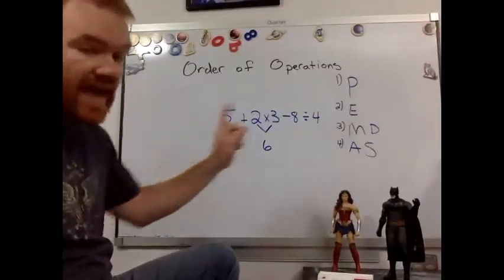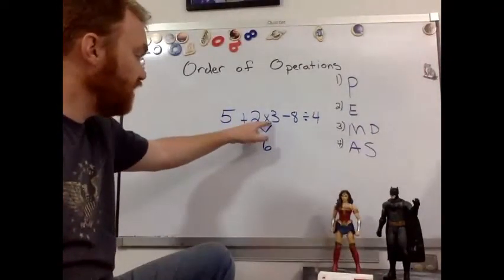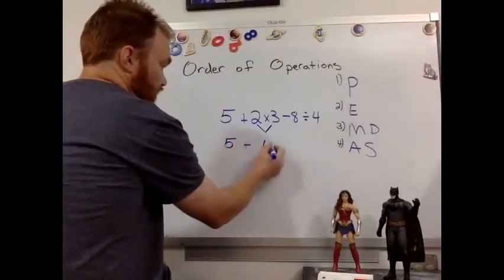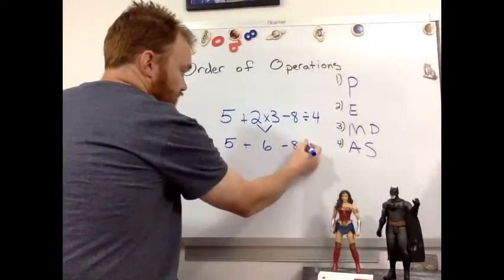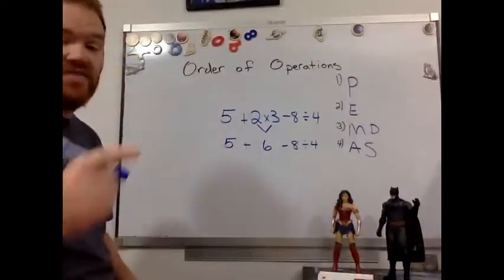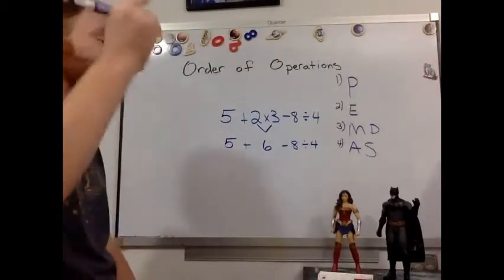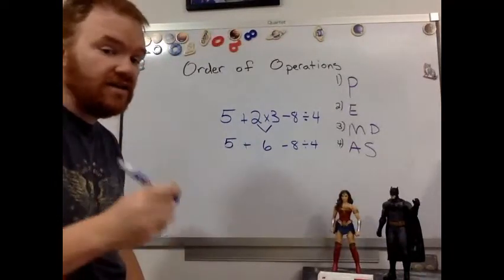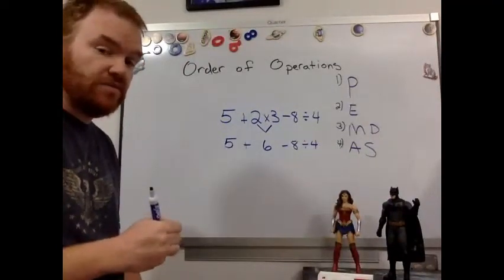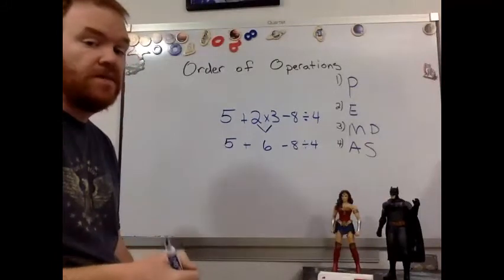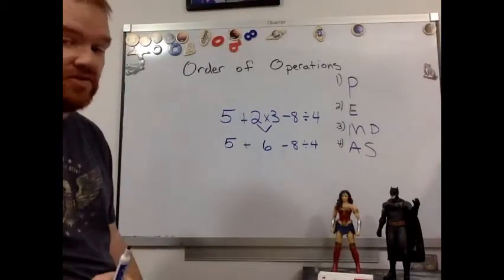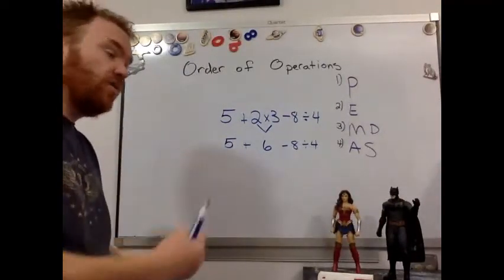Now I'm going to bring everything down other than this 2 times 3, because I already made it 6. So I bring down 5 plus 6 minus 8 divided by 4. And then I go back all the way to step 1. That is going to be important, because when you get to using parentheses and exponents, you're going to skip them if you have to do it a second or a third time. So I go all the way back to the start.